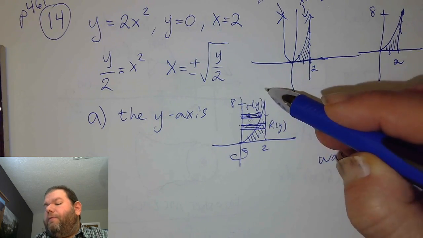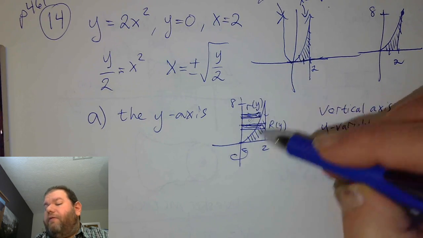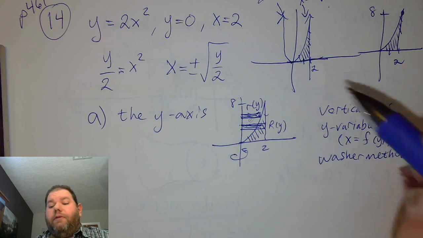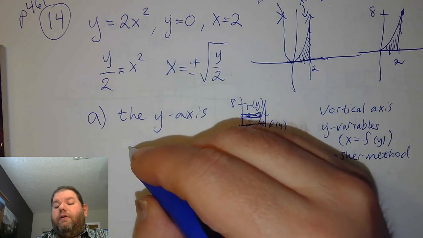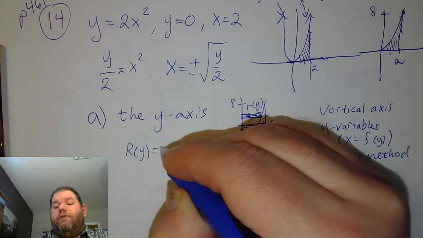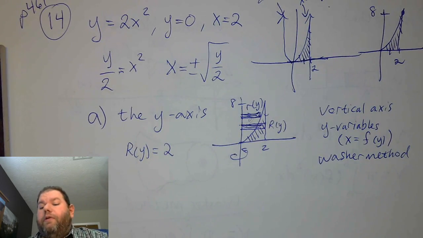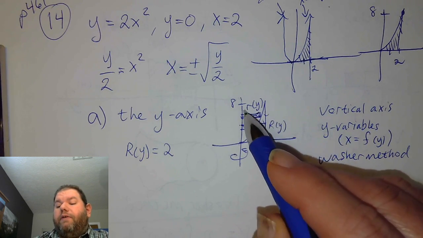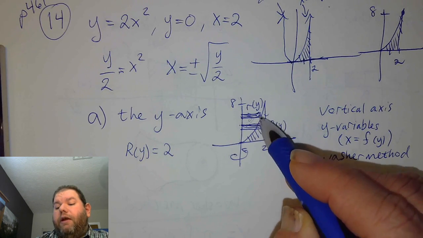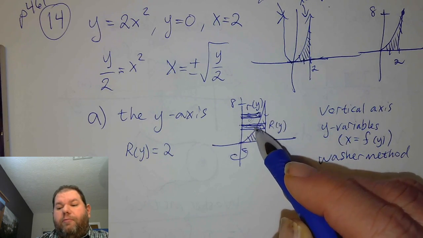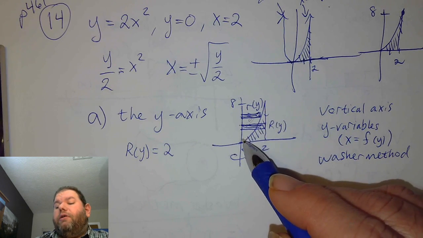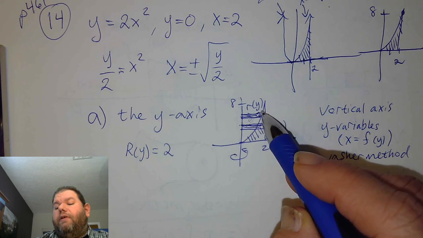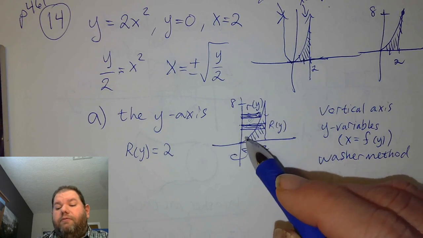So we're dealing with two parallel lines right here. And if they're parallel lines, it's just two. That's a constant value of two in this case. So capital R of y is just the value of two. Now, for little r of y, it's the distance from our axis to this curved edge, which is based on our parabola that we drew earlier. And so the distance is just whatever this function is now.